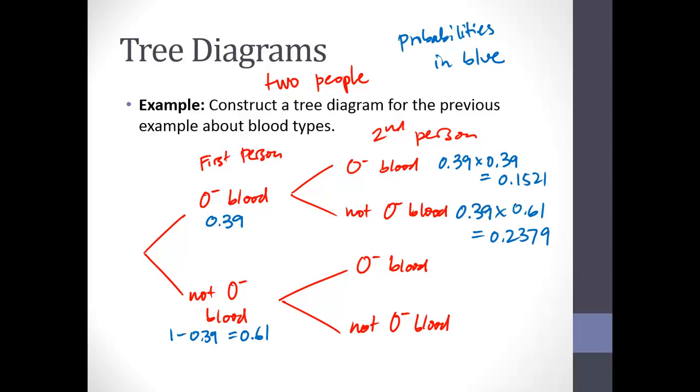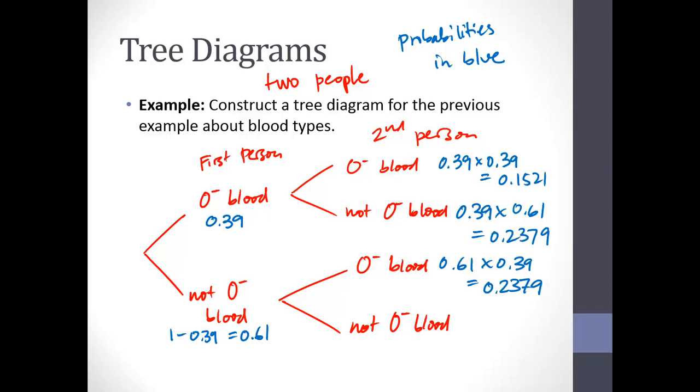So again, dropping down to the bottom, if our first person has something other than O negative blood, that happens 61% of the time. Again, if the first person does not have O negative blood and the second person does, that's just like the previous option. Sorry, that would be 0.61 times 0.39. Again, 0.2379. And I think you're getting the idea.